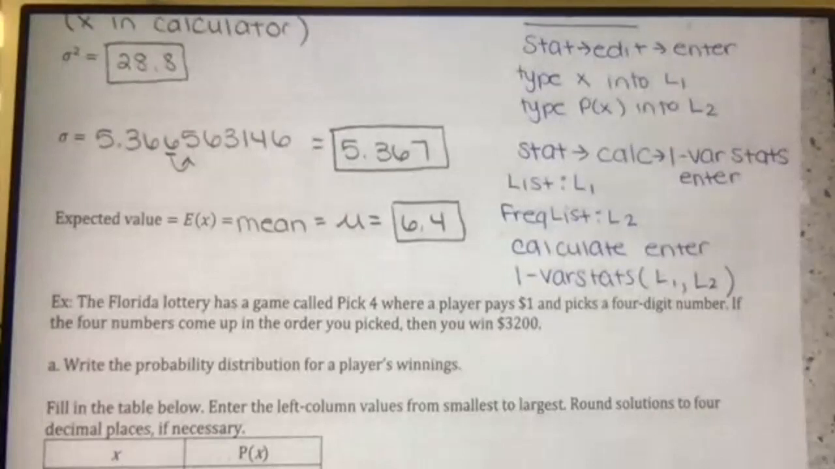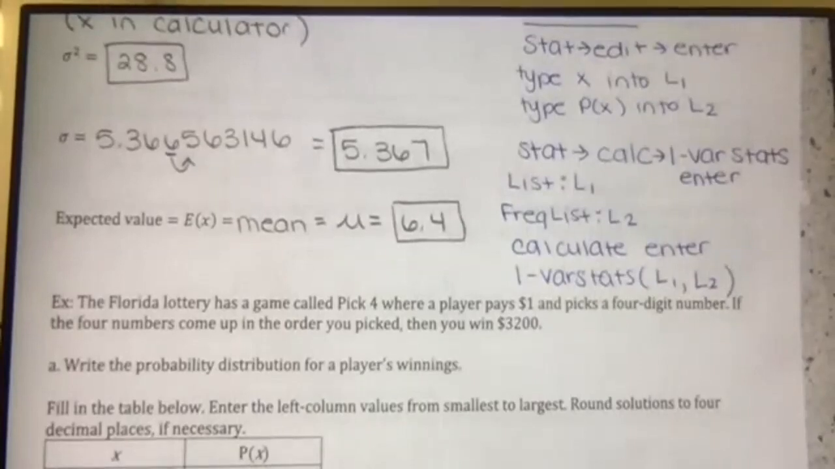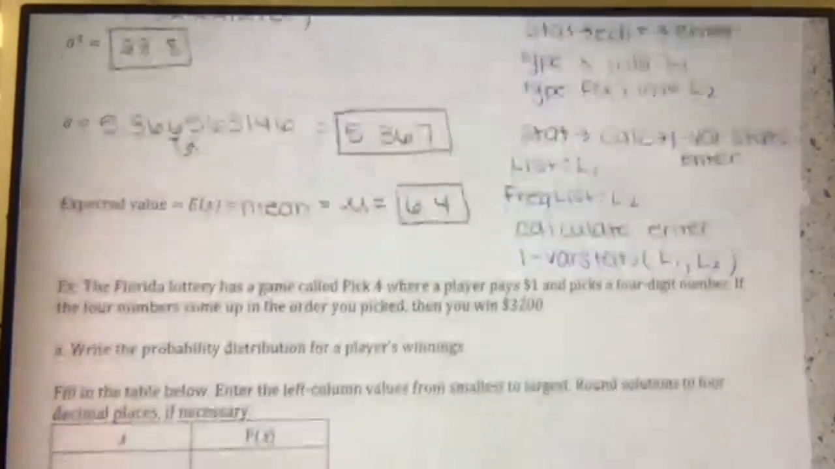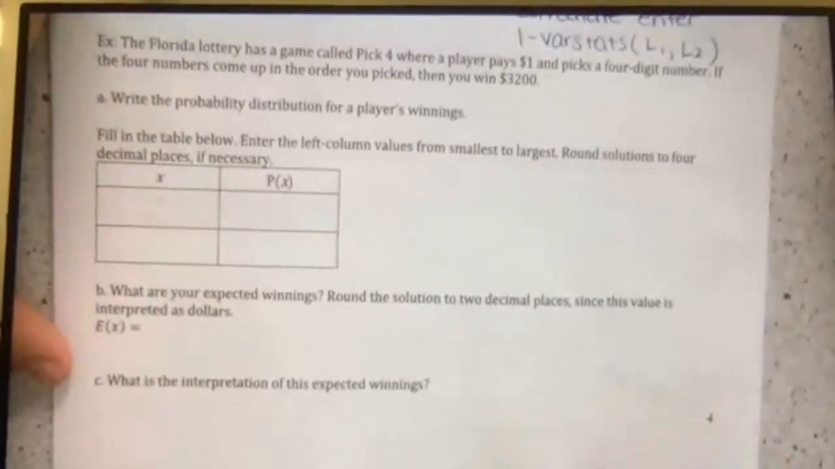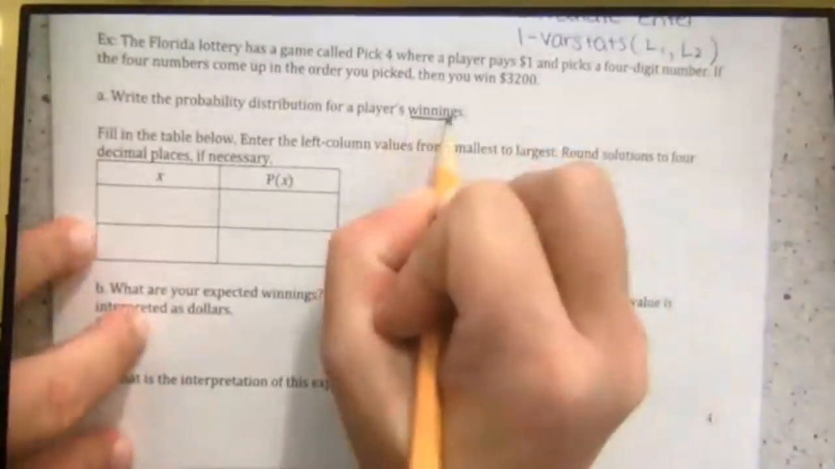All right, so it says the Florida Lottery has a game called Pick 4, where a player pays $1 and picks a 4-digit number. If the 4 numbers come up in the order you picked, then you win $3,200. So write the probability distribution for the player's winning. So notice it's the winnings. Fill in the table below, enter the left column values from smallest to largest, round to 4 decimal places as needed. All right, so notice it's for your winnings, because whenever I first did this problem, because I do every problem from the homework and from the quiz, from the test, I was thinking about the pick 4 thing. So it wants our winnings.